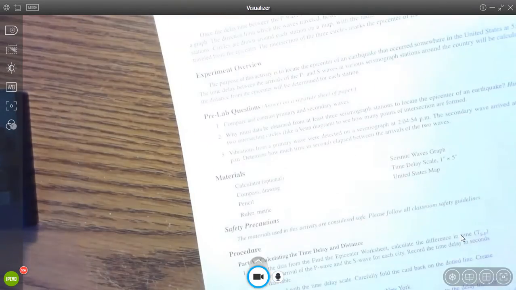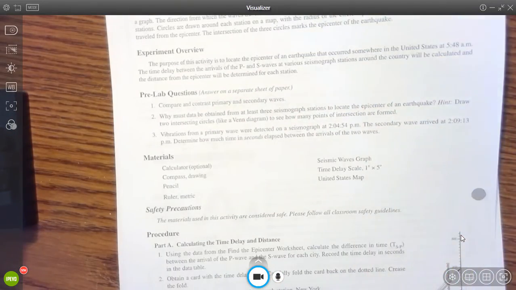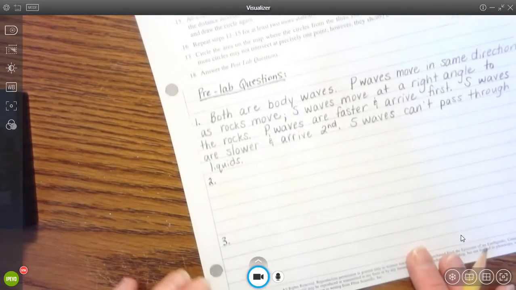All right, let's go back to question 2. Remember, you can always pause the video at any time if you need some time to catch up. Number 2, why must data be obtained from at least 3 seismograph stations to locate the epicenter of an earthquake? Hint, draw 2 intersecting circles, like a Venn diagram, to see how many points of intersection are formed. We actually answered this in our notes the other day.